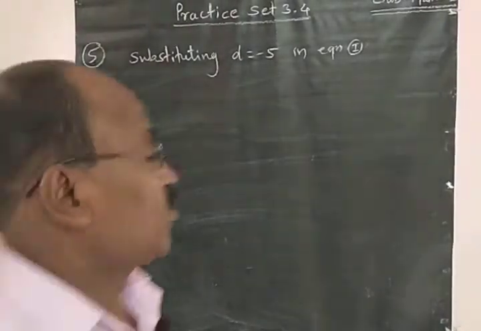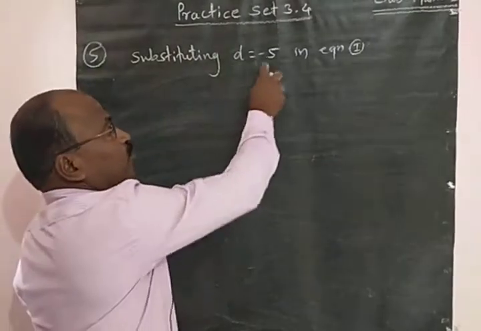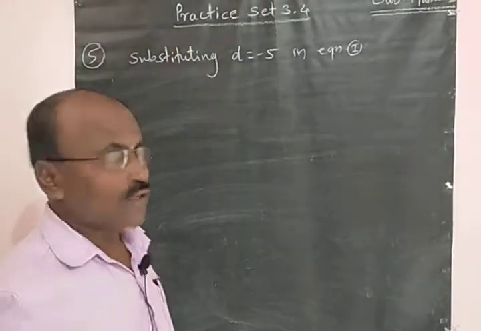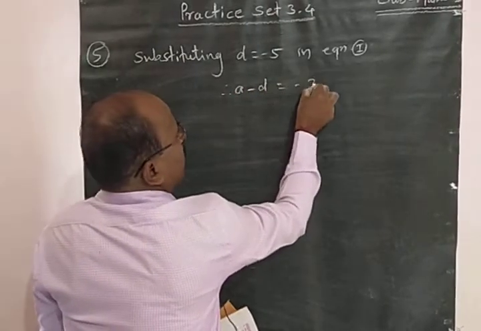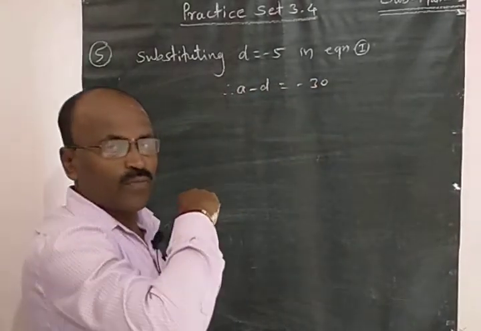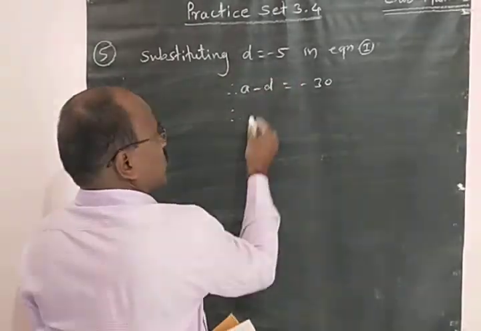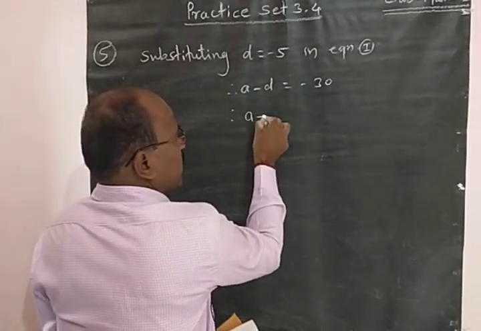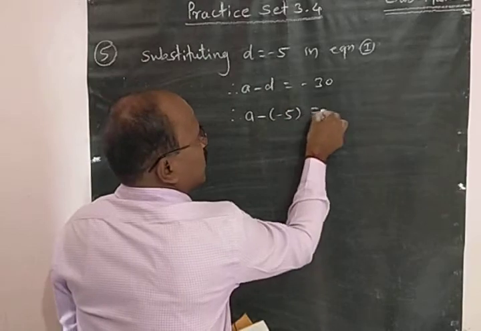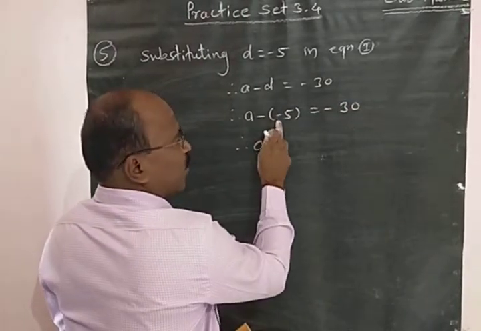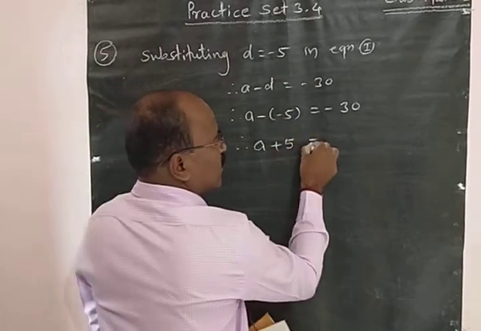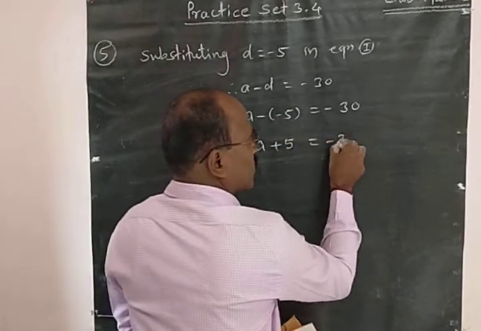Now substitute the value of D equal to minus 5 in equation number 1. Write equation number 1 here: A minus D is equal to minus 30. So put D as minus 5. Write A as it is, minus into bracket minus 5 is equal to minus 30. Therefore A minus into minus plus 5 is equal to minus 30.